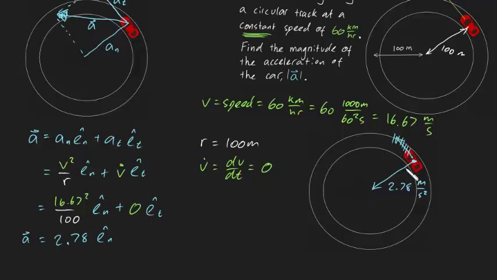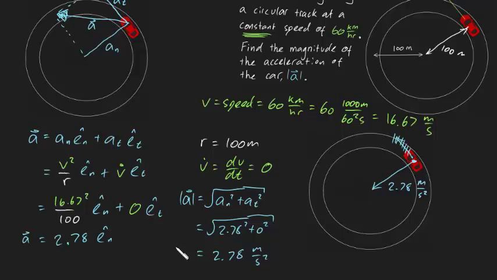Now, in case you're not completely convinced that the magnitude of this must be 2.78 meters per second squared, let me prove it to you. We know that the magnitude of our vector is given as the square root of an squared plus at squared, right? That's just using Pythagoras. And in this case, this is going to be the square root of 2.78 squared plus 0 squared, which you don't need a calculator for. That's 2.78 meters per second squared. This is the magnitude of your acceleration vector just here, okay? All right, I hope that explains it. I know circular motion can be pretty tricky when you start off because you've got this really crazy expression just here, but I'm sure if you stick with it, you'll get it just fine.